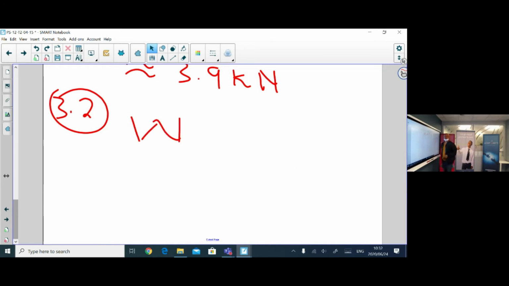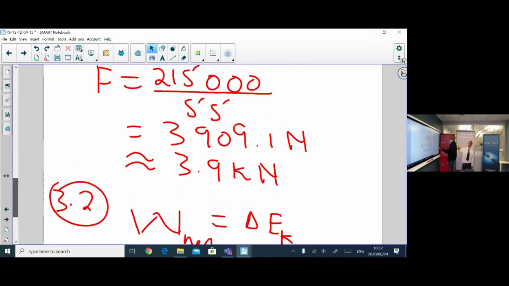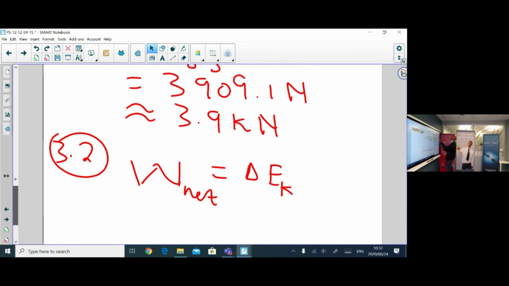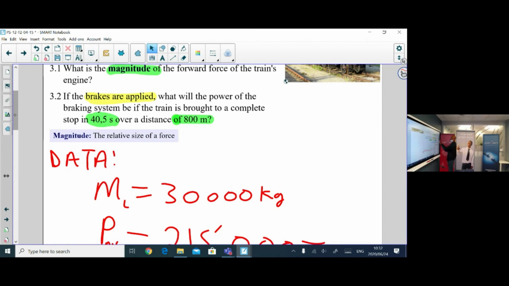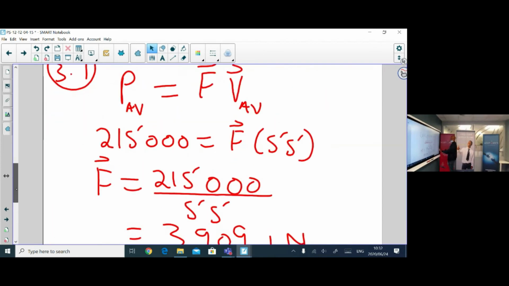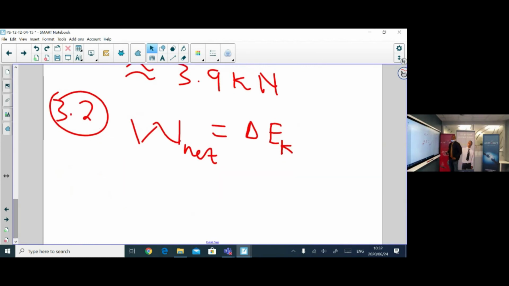Let us use the work-energy theorem. W net is equal to the change in kinetic energy. Do we have any value given there? We have the force. Do we have masses? Yes. Do we have distance? Yes, we have. Do we have speed? This is a speed, and then we are going to use this formula.